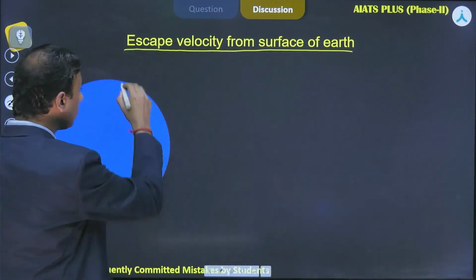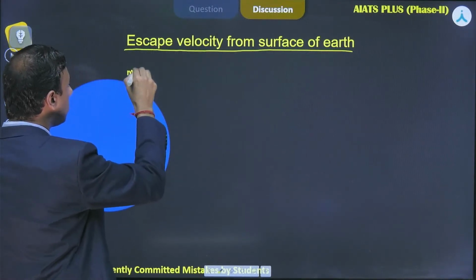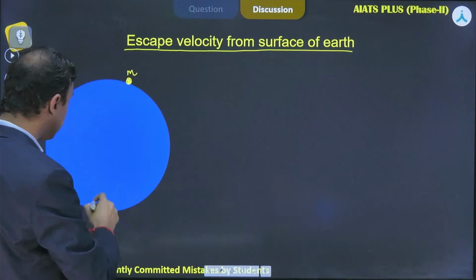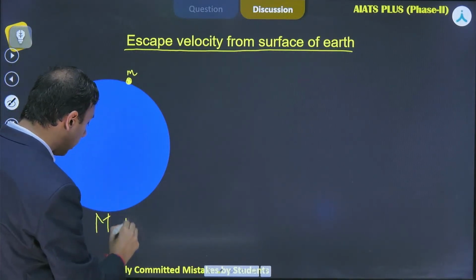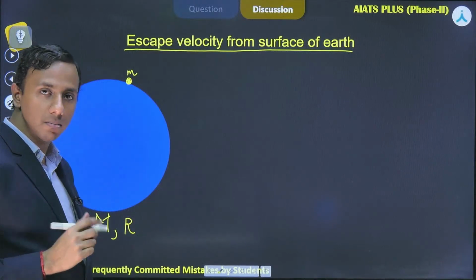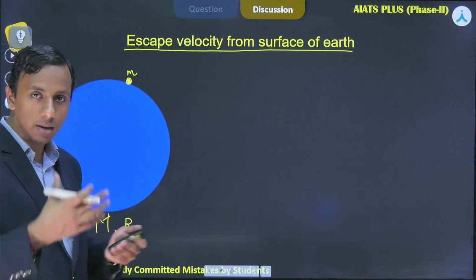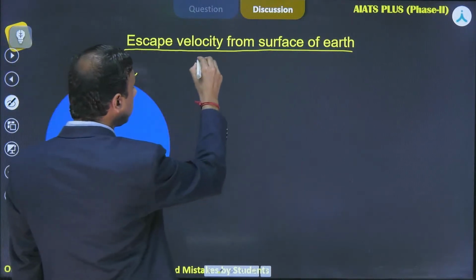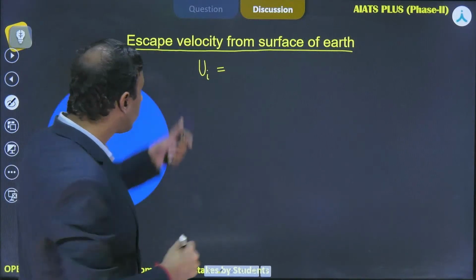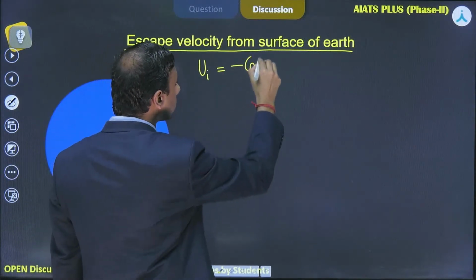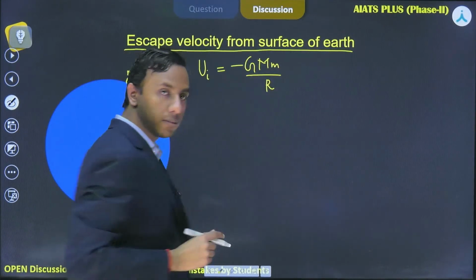But what happens? Let's say this is mass m of that object, and this is mass capital M of Earth, and radius capital R of Earth, all right? So what is the potential energy associated here? Let's call it the initial potential energy, denoting it by symbol U. So what would it become? Minus GMm over R, all right?